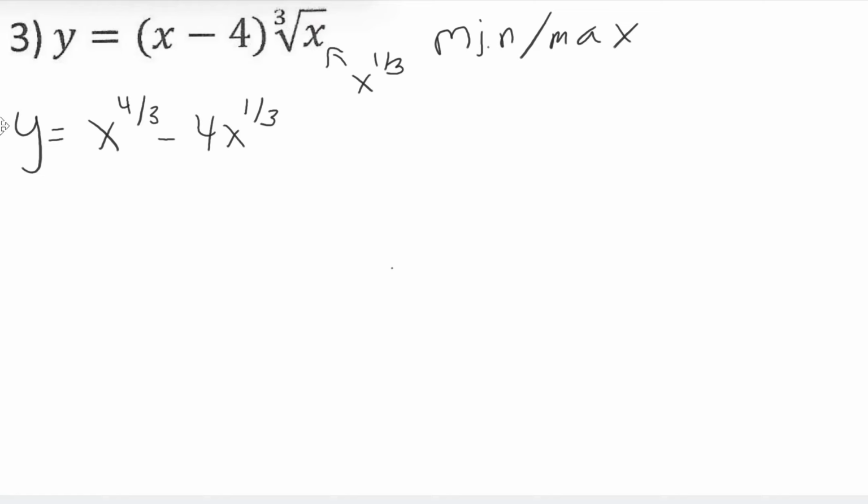And now I'm going to do the derivative of both pieces. So I have 4/3 x to the 1/3 minus 4/3 x to the negative 2/3. Any questions to that?